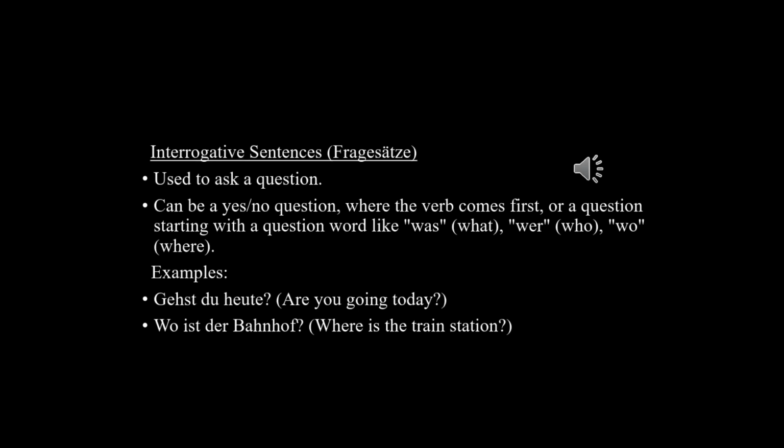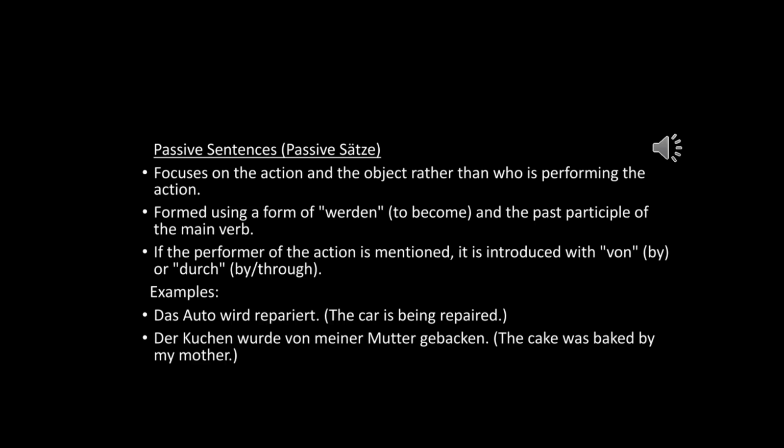Interrogative sentences are used to ask a question. They can be a yes-no question where the verb comes first, or a question starting with a question word like what, who, where. For example, are you going today? Where is the train station?